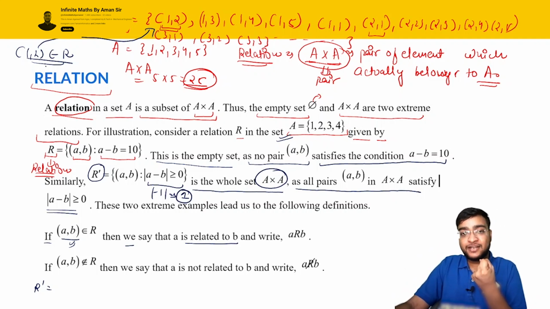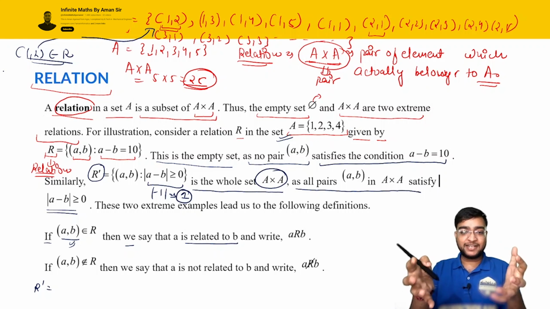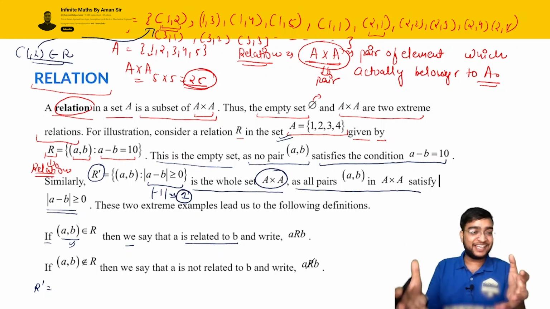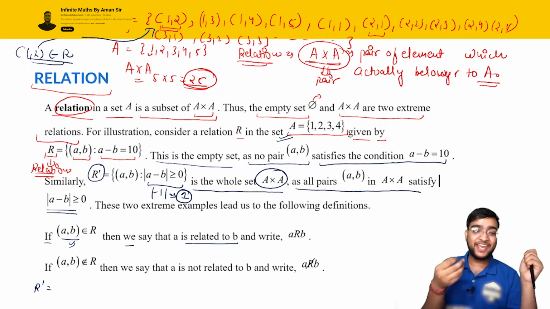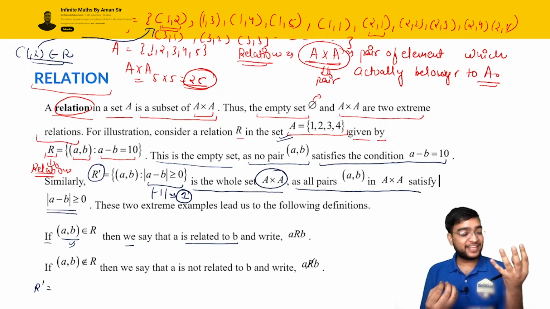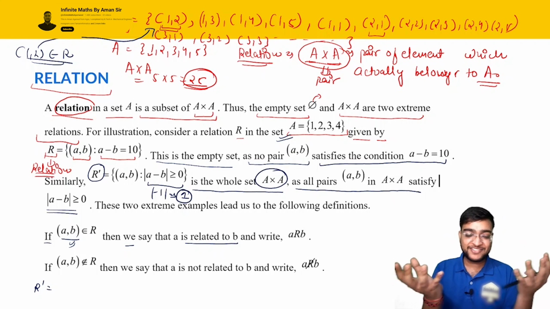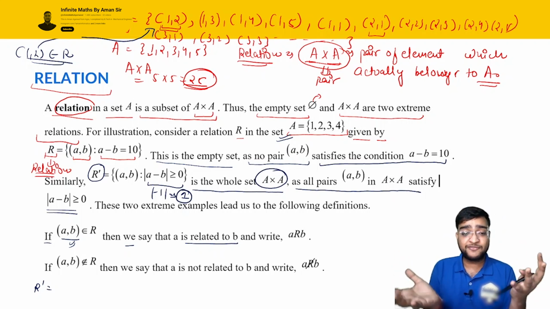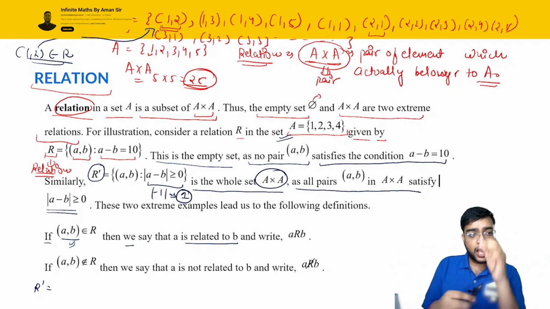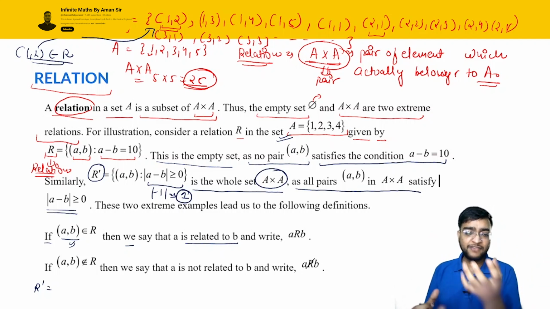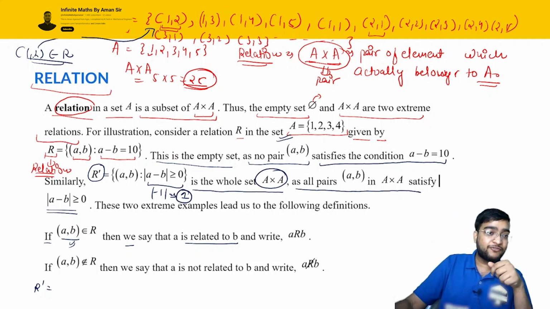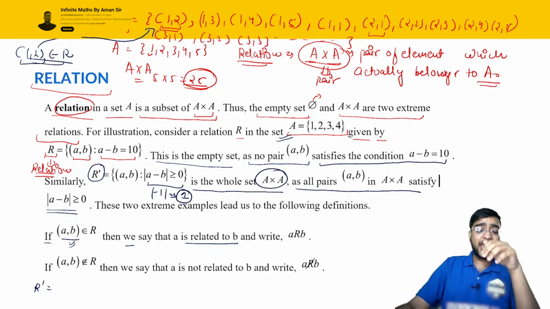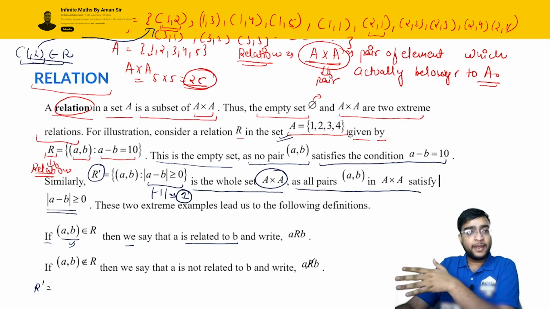Related in some way. You can say in human psychology, or in a twisted manner, if there is a husband and wife, then there is some relation. So with the help of this, if there is a pair, then A is related to B. In this example, I can say 1 is related to 2.